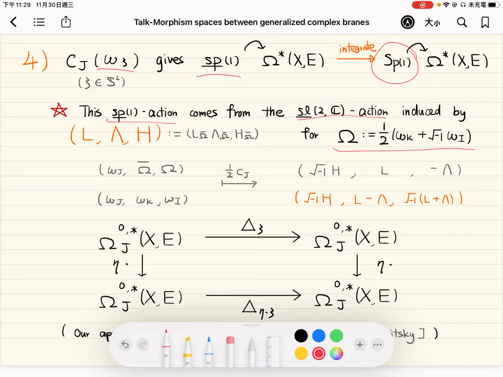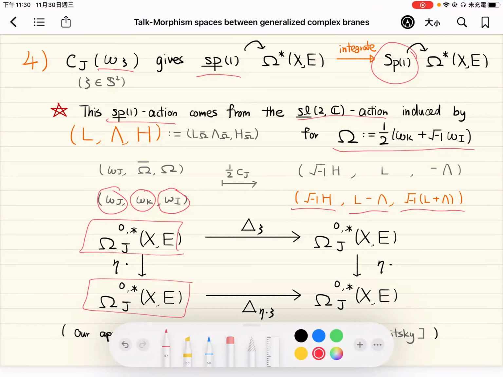So you can recompute them. For example, for the omega J, if you take the Clifford action of the omega J, it will give you the IH here. And if you calculate the Clifford action with respect to omega K, then it gives you the difference between the lattice operator and the dual lattice operator. And for omega I, that is the complex I acting on the sum of the lattice operator and dual lattice operator. So you get an SP1 action, and also this SP1 action preserves the zero star form for J. So it sends the zero star form with respect to J back to the same space.